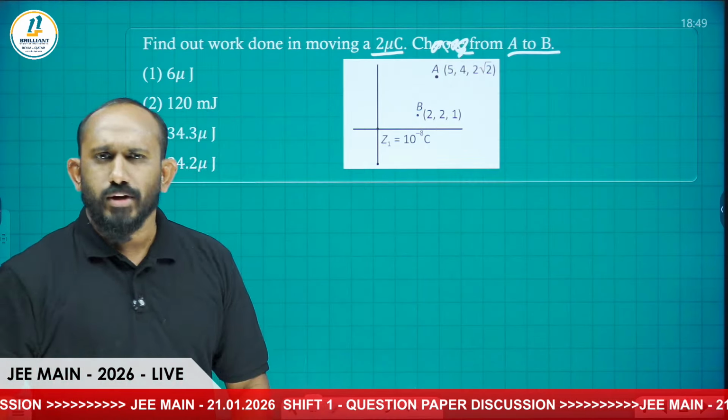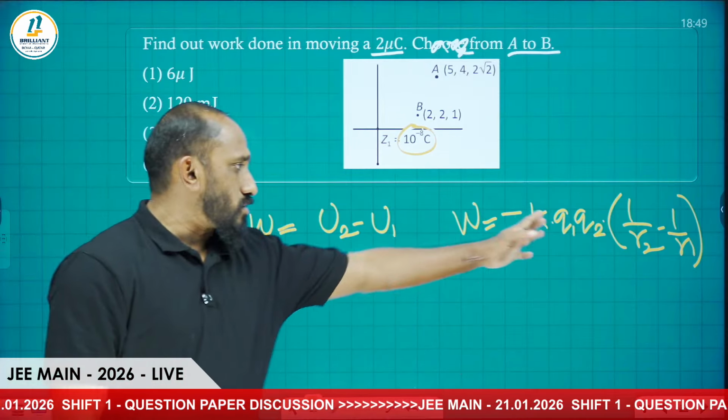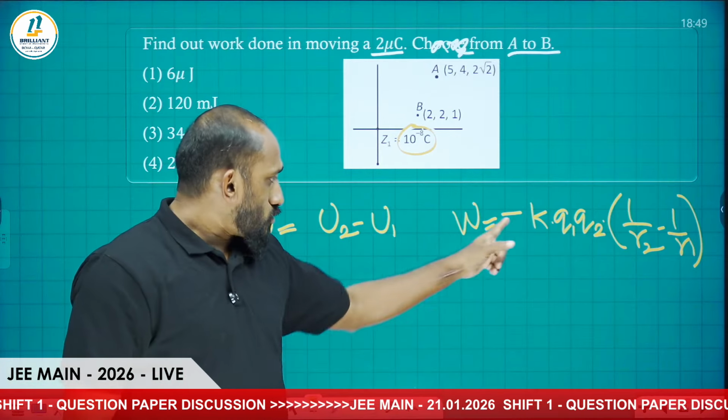We know the work done in moving a charge from A to B in the presence of another charge will be work done equal to U2 minus U1. We know it. And U is what? Negative K into Q1, Q2 into 1 by R2 minus 1 by R1. This way you can put the work done. So, this concept you have to remember. So, what is K?